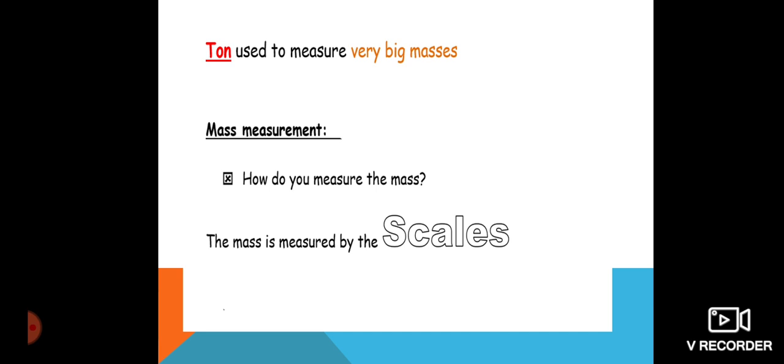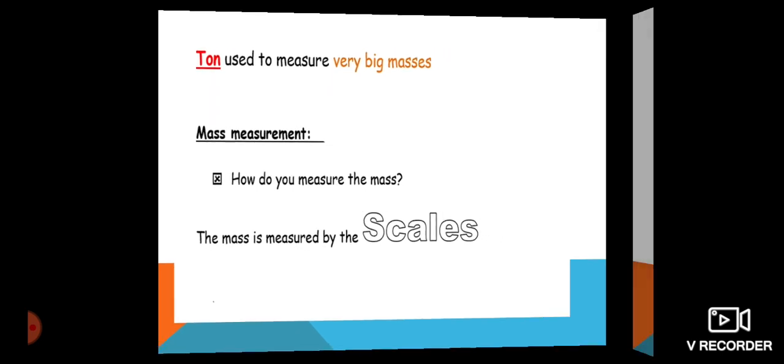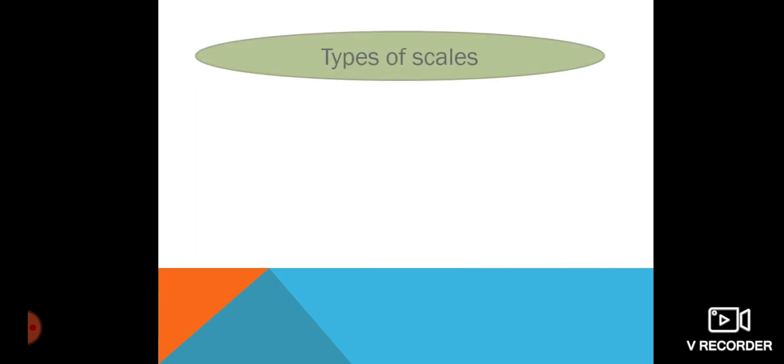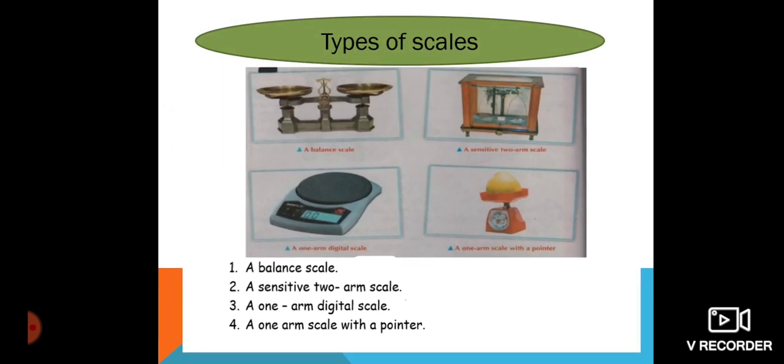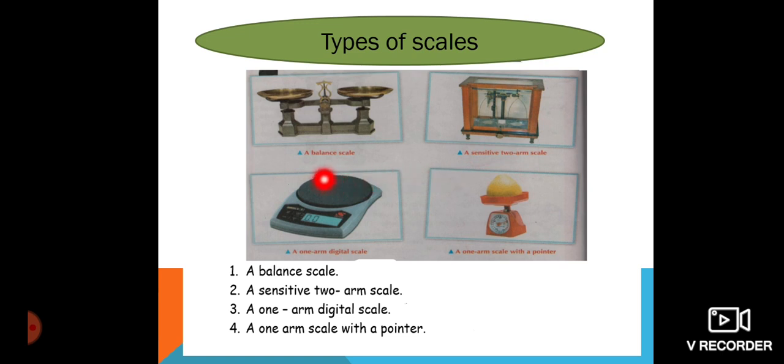Mass measurement. How do you measure the mass? The mass is measured by scales. Types of scales: a balance scale, a sensitive two-arm scale, a one-arm digital scale, a one-arm scale with a pointer.